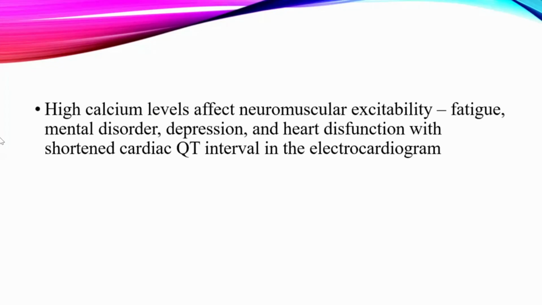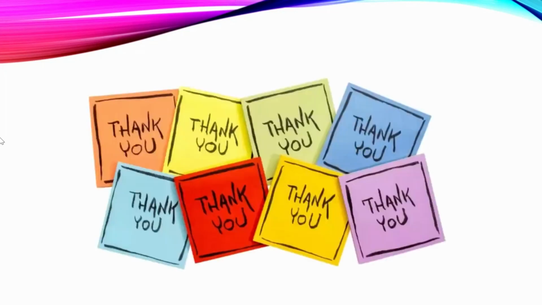High calcium level affects neuromuscular excitability, which causes fatigue, mental disorder, depression, and heart dysfunction with a shortened QT interval in the electrocardiogram. With low levels of parathyroid hormone, as in hypoparathyroidism, what happens? There will be convulsions or high activity, and when a high level of calcium is present, it lowers excitability. That means it leads to depression and certain cardiac QT interval changes. So this is all about parathyroid hormone.